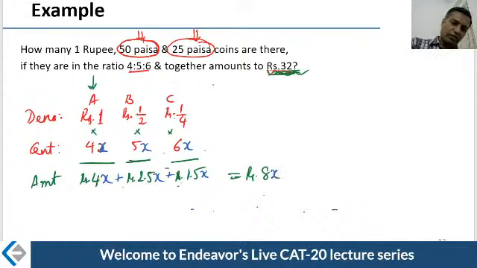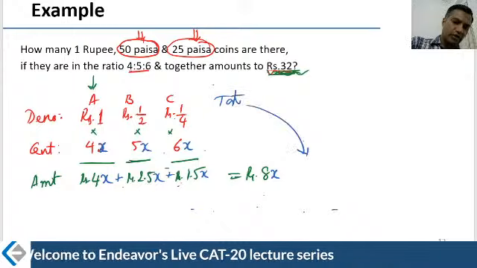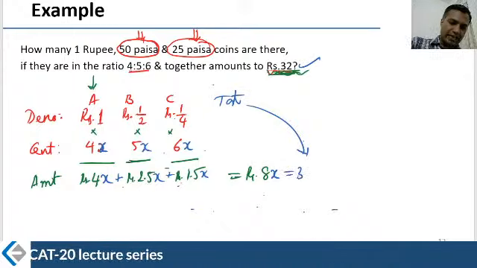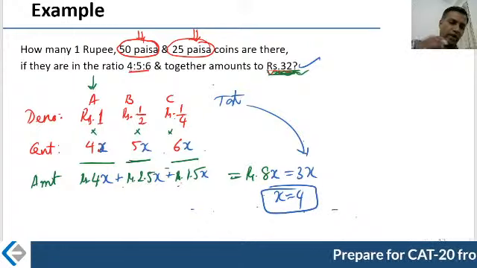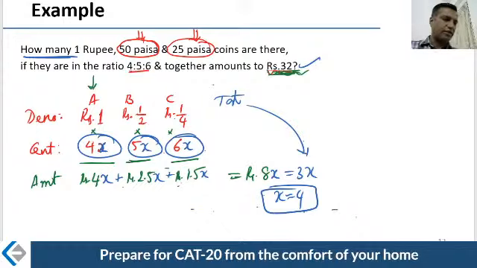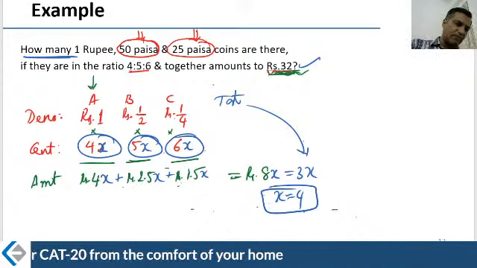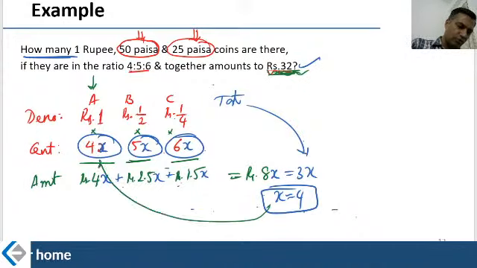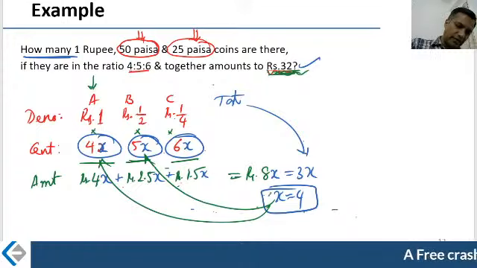Now what are you trying to say? I said please consider the total. What is the total here? 32. Therefore 8x is equal to 32. Therefore, what is x here, friends? 4. He wants to know how many coins there are, so I need to multiply all of them by 4: 4x, 5x and 6x. The value of x is nothing but 4. Therefore, multiply each term by 4 and you get your response.